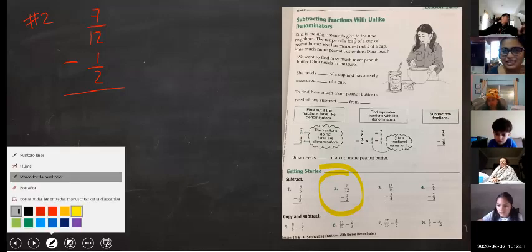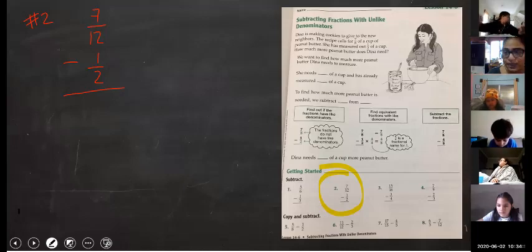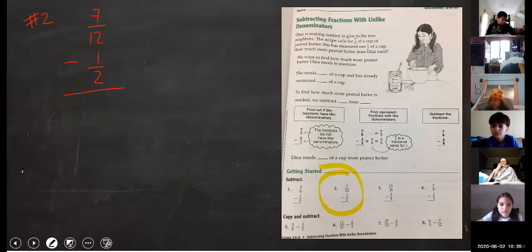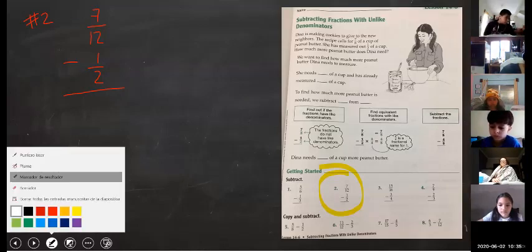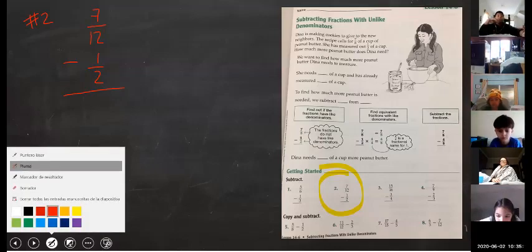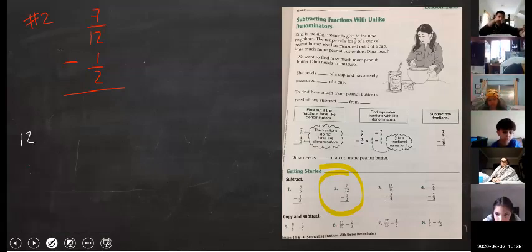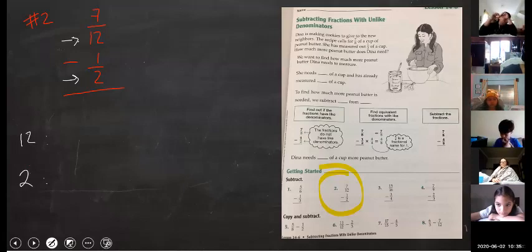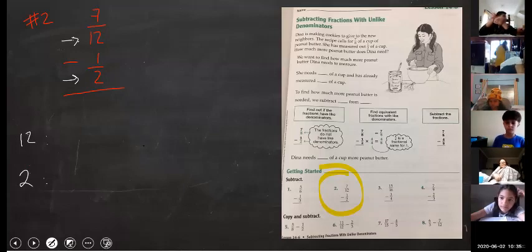Okay, what I have to do in this case, we have different denominators. We need to find a common denominator. Copy the denominator, copy the numbers. Okay, we need to find the table of two and the 12 because we pick the denominators. 12 times 1 is 12, 12 times 2, 24. Okay, 12 times 3, 36.